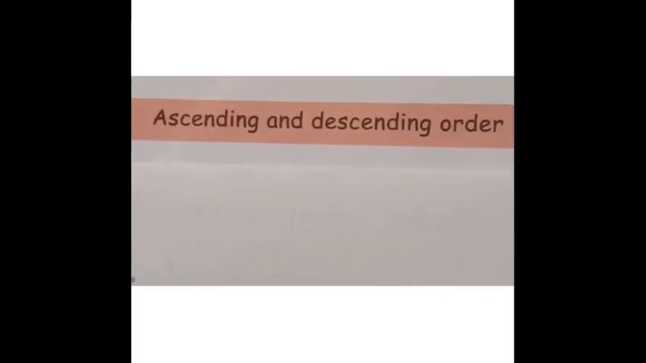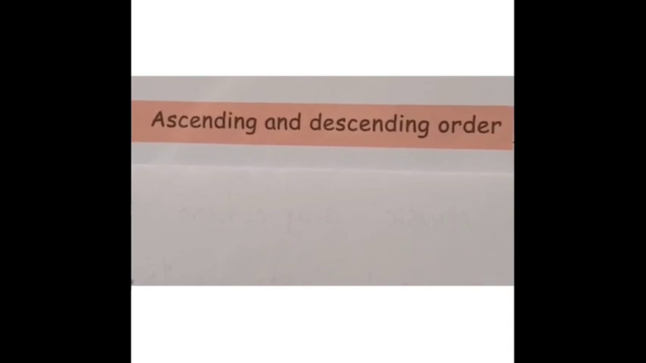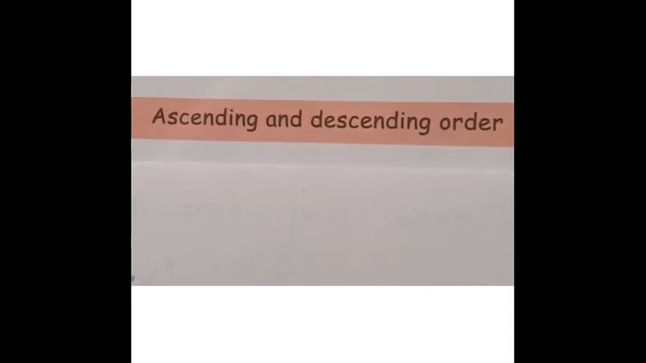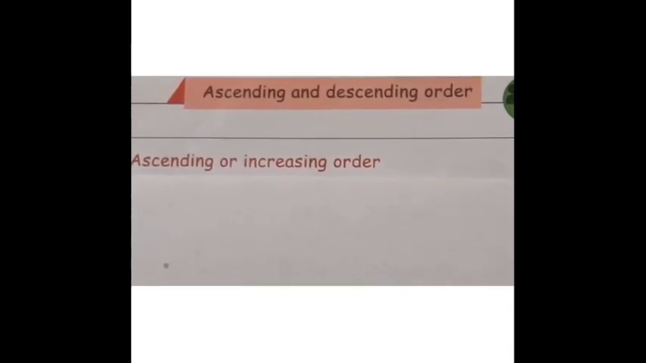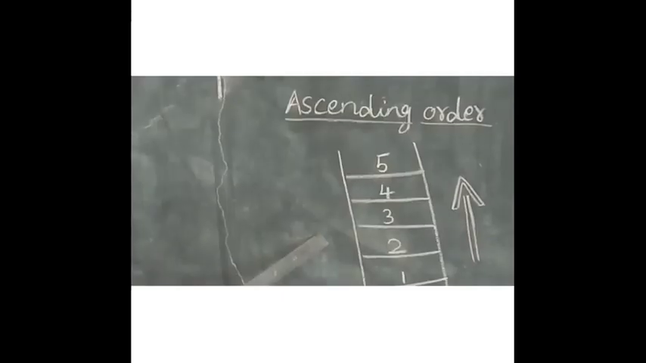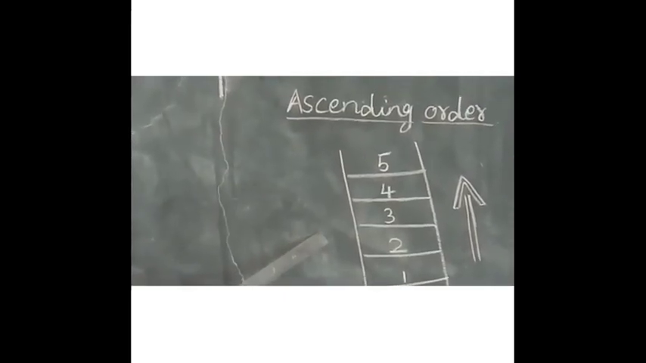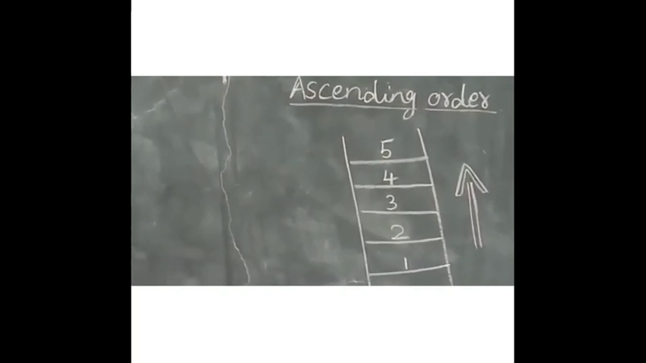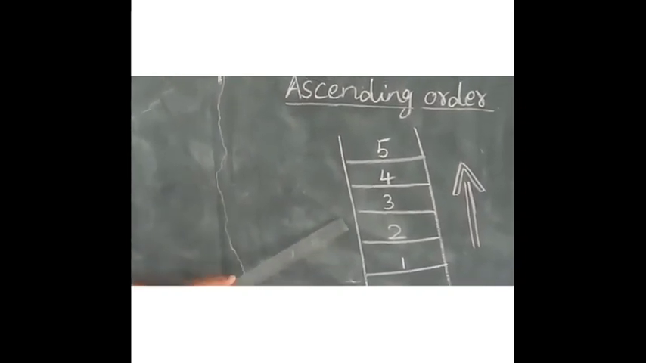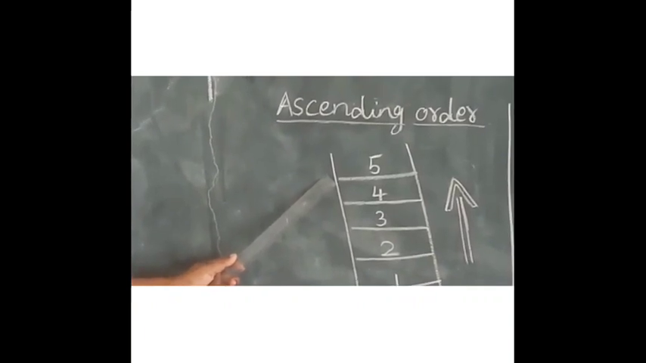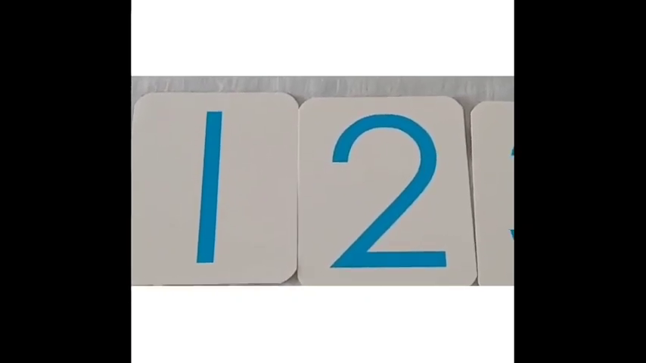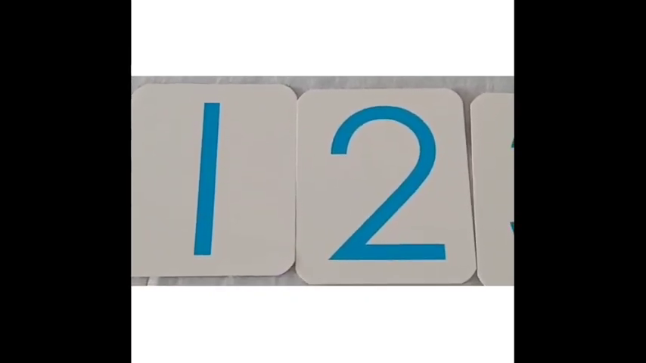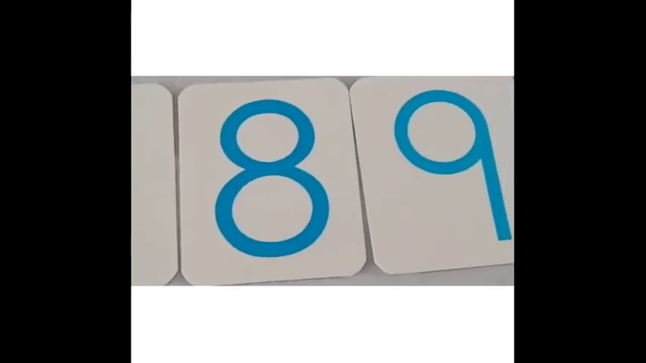Next, let us learn about ascending and descending order. Ascending or increasing order means ஏறு வரிசை. Look at the board, children. The numbers from the smallest to the biggest are called ascending order. For example, the numbers from 1 to 10 are called ascending order.